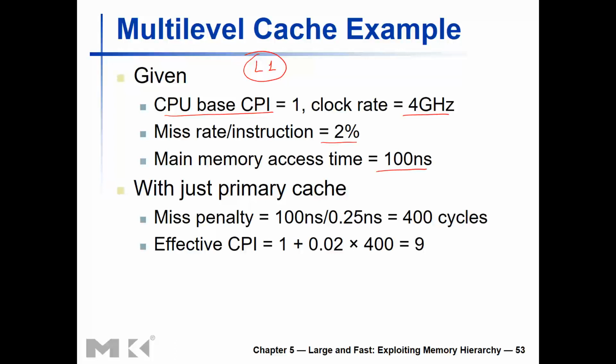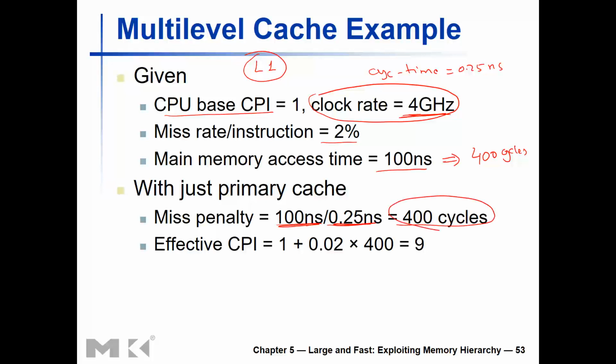Notice clock rate of 4 gigahertz, that means that the cycle time equals what? Equals 0.25 what? Nanosecond, which means this memory access time, it is how many cycles? It is 400 cycles. Why? Because every 1 nanosecond is 4 cycles, because the clock rate is 4 gigahertz. Now, what is the miss penalty? Well, the miss penalty, I have to convert the 100 nanosecond divided by the cycle time, and I get 400 cycles.